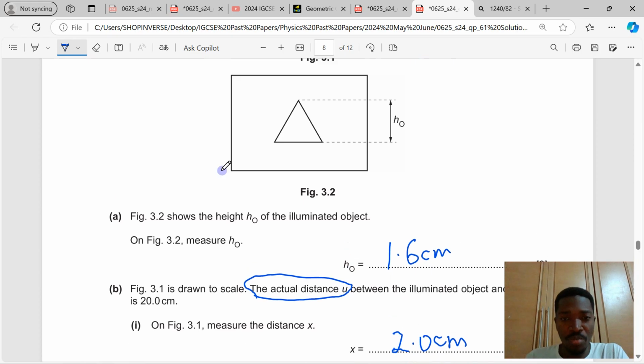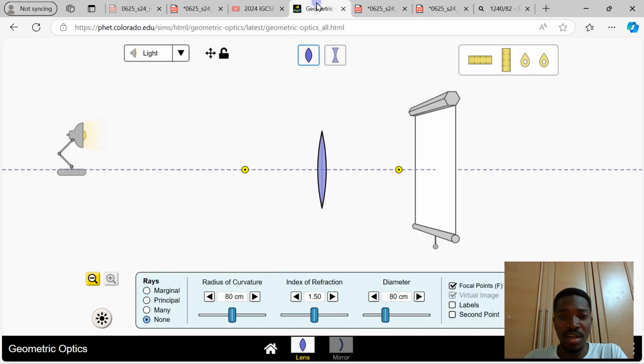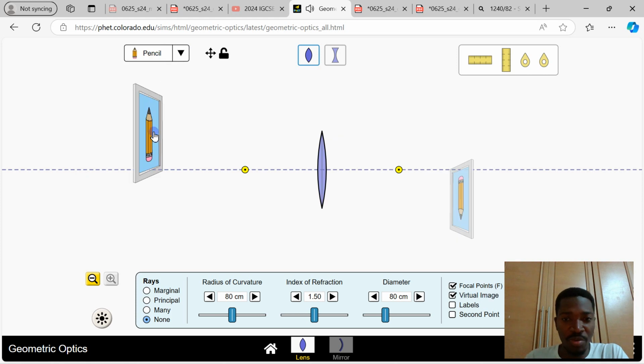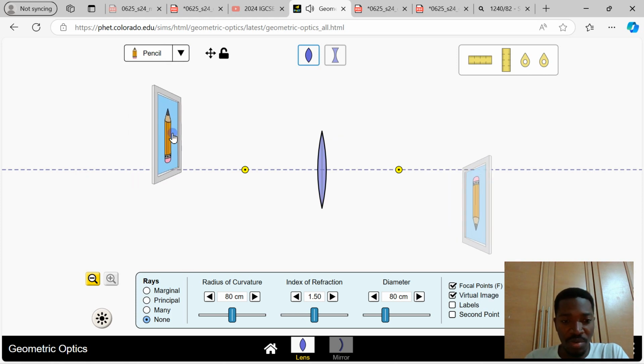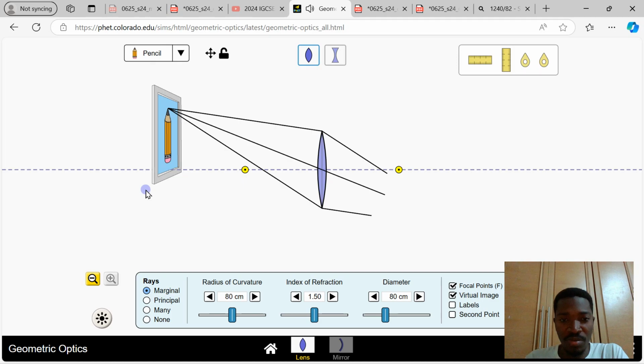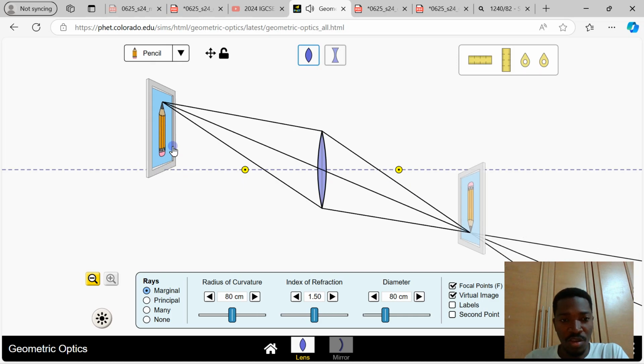This is the object. So if this is the object, then the image will be inverted. That means it will be upside down. Okay, so just draw an inverted triangle. And that can be visualized when we have any shape of object here. Let me click on marginal again so you can see where the image is formed. You can see the image formed is inverted, whichever shape of object you use.